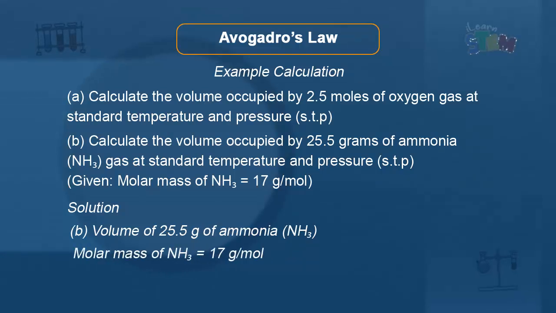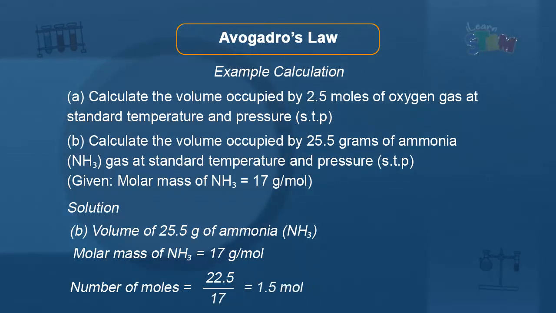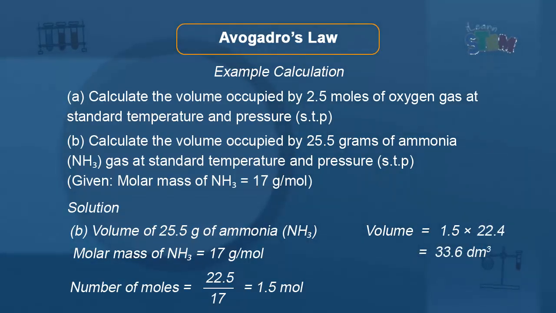First, we find the molar mass of ammonia. Nitrogen is 14, and hydrogen is 1 times 3. So, the molar mass is 17 grams per mole. Next, we calculate the number of moles. Number of moles is equal to 25.5 divided by 17. This gives 1.5 moles. Now, we calculate the volume. Volume is equal to 1.5 multiplied by 22.4. That gives us 33.6 cubic decimeters.